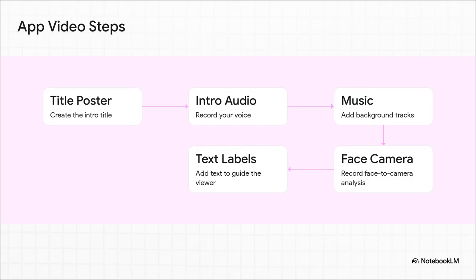Using an app like Clips makes this an absolute breeze. You just create a title poster, record a quick audio intro, toss in some background music, flip the camera to talk directly to us, and finish it off with some text labels. It is such a fast, dynamic way to build a 2 to 4 minute book report without pulling your hair out.